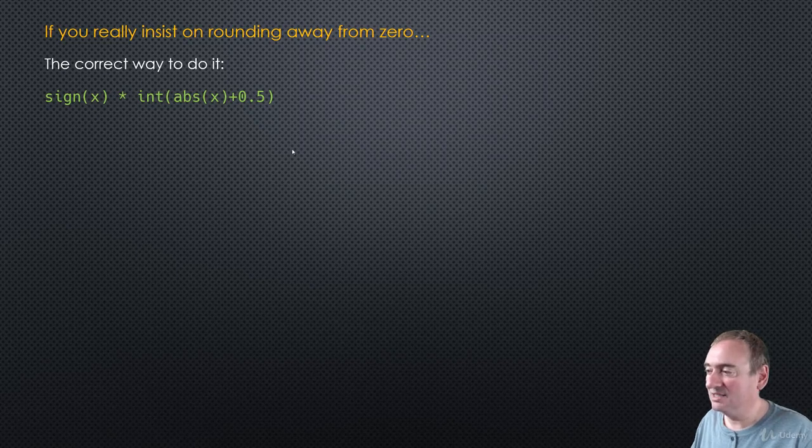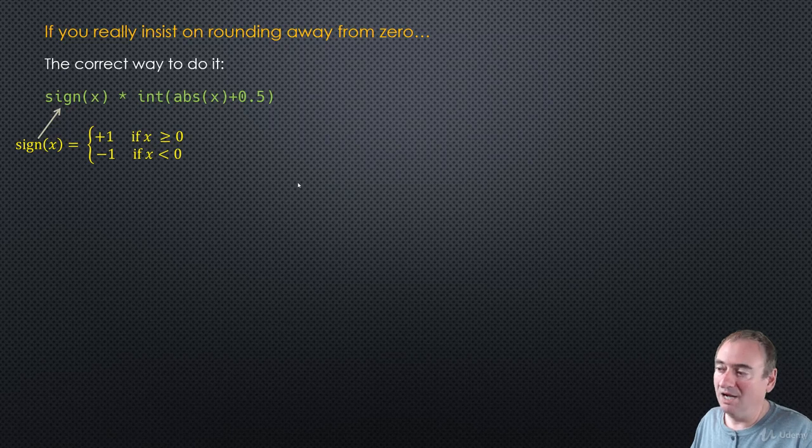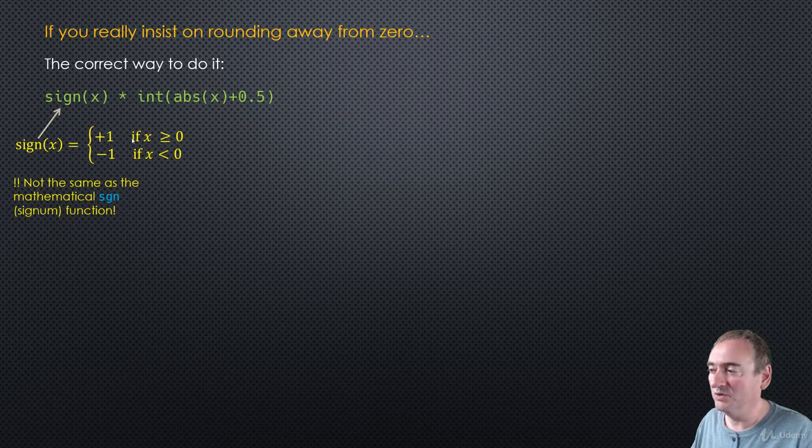Now what's the sign of x? Sign of x is simply a little function that returns 1 if x is greater than or equal to 0, and returns -1 if x is less than 0. Now, if you're used to the signum function from math, this is not the same as the signum function. It's got a little difference, right? We don't have 0 value for x equal to 0. It's a little different, so be careful there.